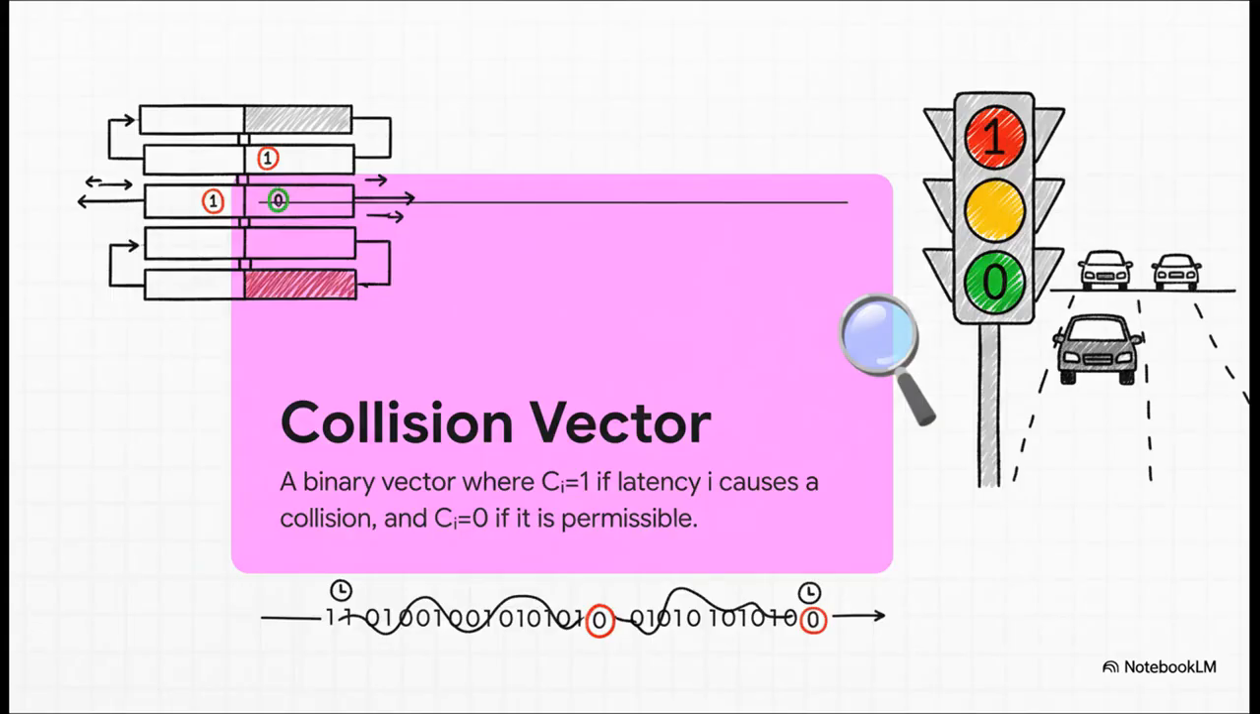So how do you prevent this? Well, engineers came up with a clever tool called a collision vector. It's really just a simple binary code. For every possible time gap you could leave between starting new tasks, it gives you a 1 if that gap will cause a crash, and a 0 if it's safe. It's basically a little cheat sheet for the processor that acts like a traffic light, telling it exactly when it's safe to let the next instruction onto the highway.